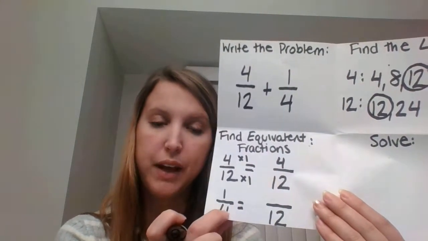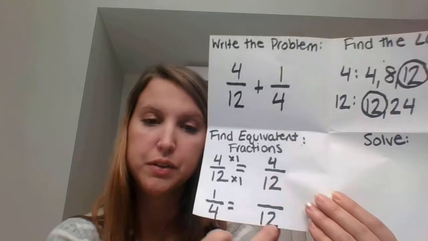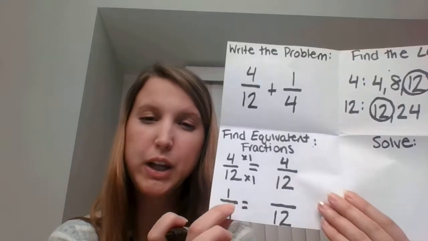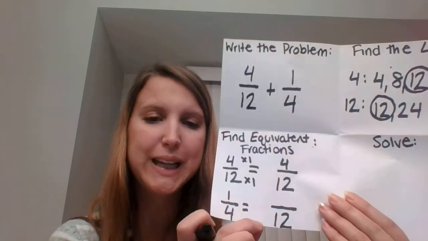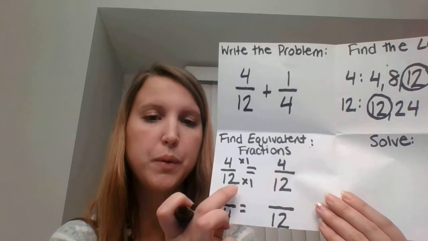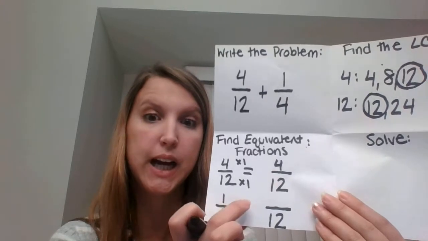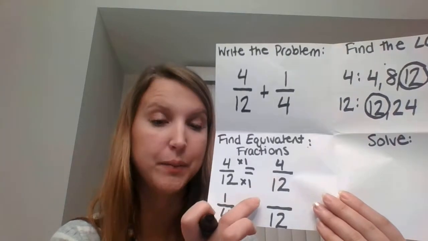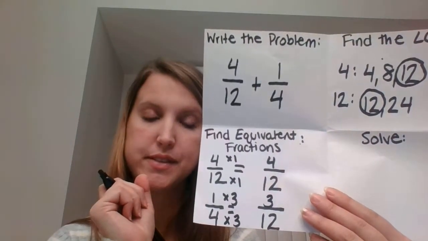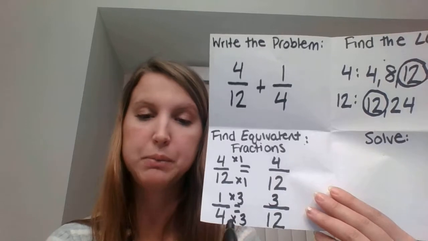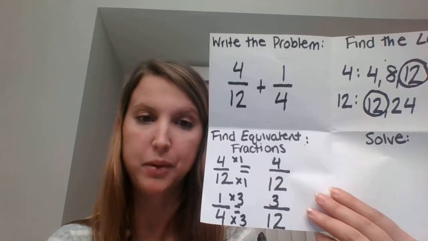Now this is a little bit trickier. What can I multiply 4 by to get the product of 12? How many groups of 4 will give me 12? Well, I know that 4 times 3 equals 12. So that means I need to do 1 times 3. Good. So let's do 4 times 3 and 1 times 3. So now I have 4/12 and 3/12 because I multiplied the numerator and denominator by 3.